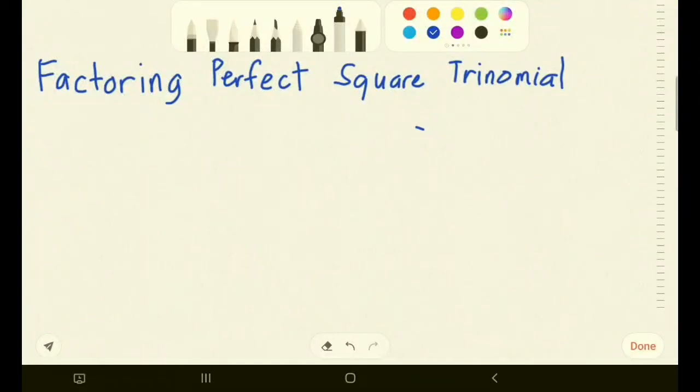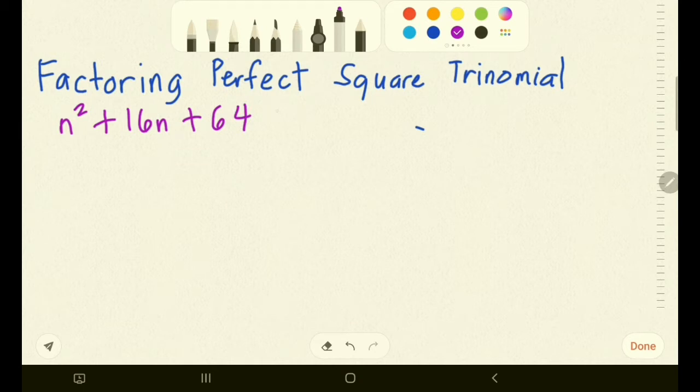Okay, this time I'm going to discuss factoring perfect square trinomial. Last time we had discussed already how to factor general trinomial. Now let's have a short review. We're going to factor n squared plus 16n plus 64.